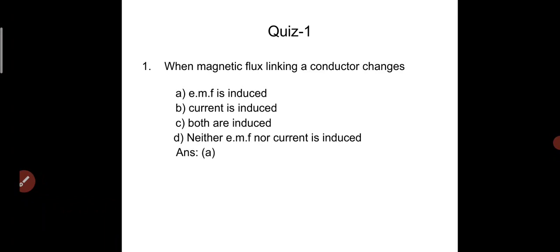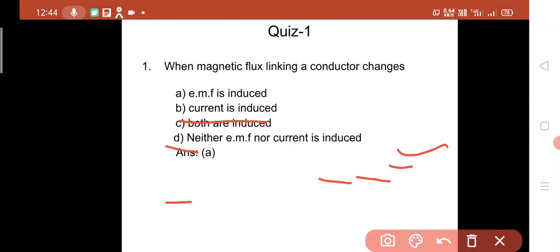Next, a small quiz. First one: when the magnetic flux linking a conductor changes, A, EMF is induced; B, current is induced; C, both are induced; D, neither EMF nor current is induced. The answer is EMF is induced.